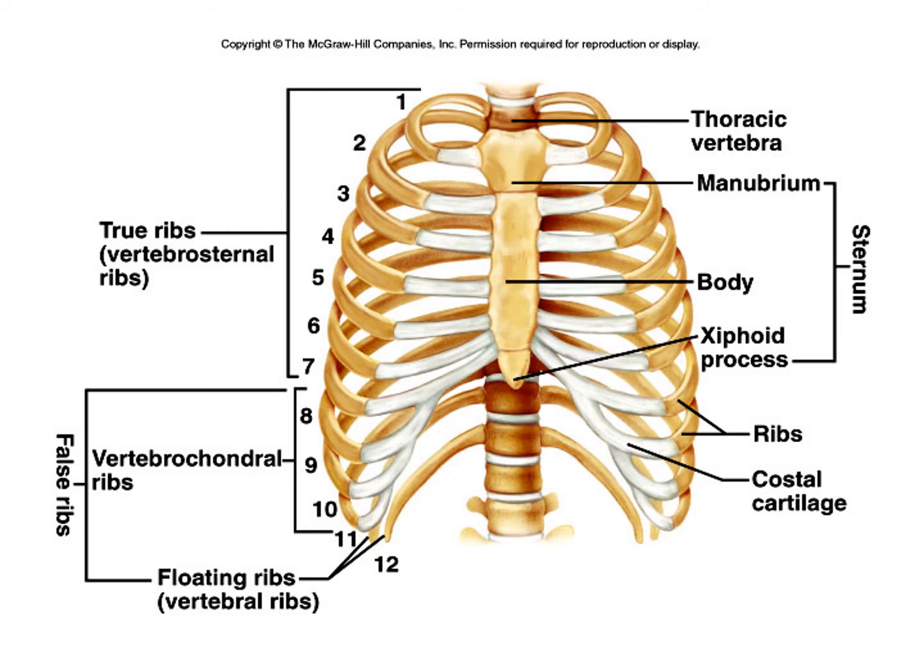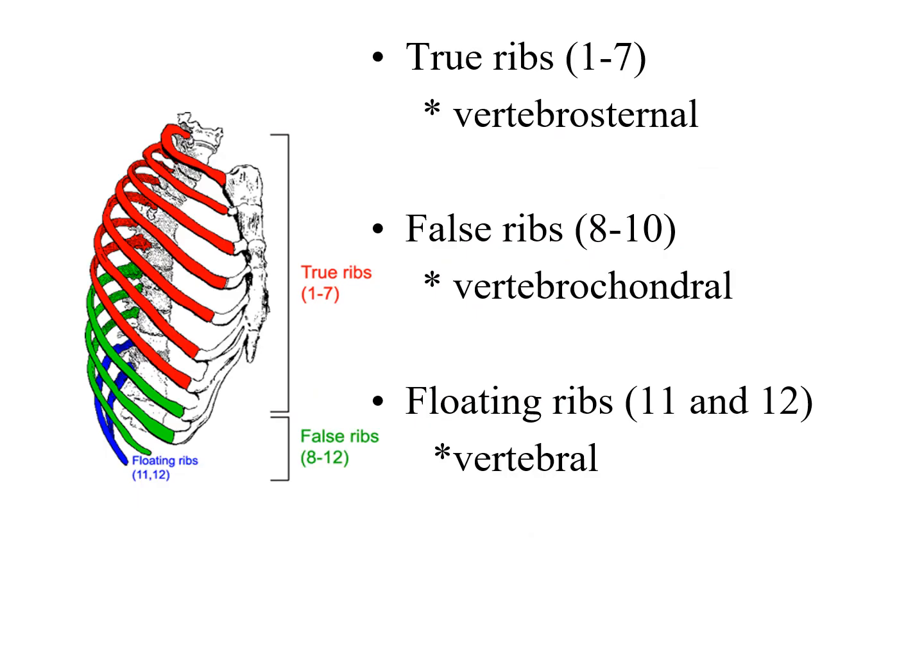So here's a side view that shows you how it works. Okay. So you can see the sternum in the front, and your true ribs are ribs 1 through 7, and their real name is your vertebral sternal ribs. Your false ribs are ribs 8, 9, and 10. Their real name is your vertebral chondral ribs. And your floating ribs are ribs 11 and 12, and their real name is your vertebral ribs.